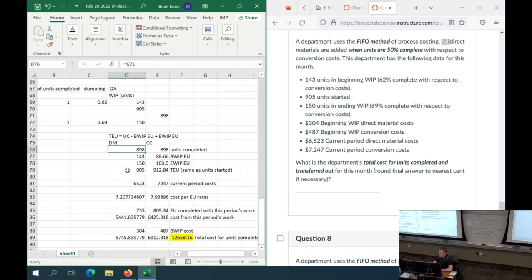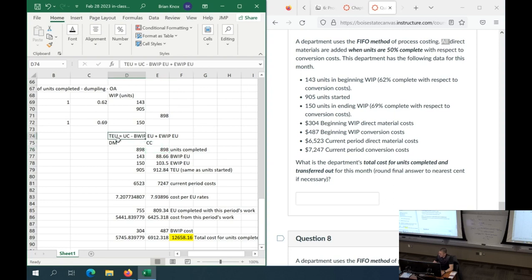And yeah, in the direct material space, because both beginning WIP and ending WIP are past the threshold, they're all 100% complete. Yes, technically, this also fits as far as 905 here is the same as units started. But on the conversion cost side, we do need to incorporate some percents complete to get equivalent units here in beginning WIP and ending WIP.